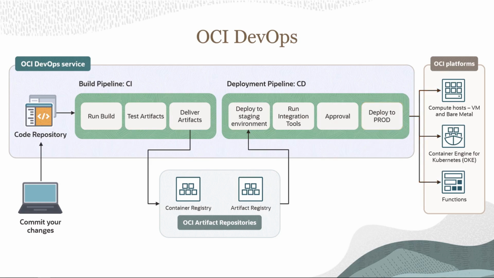You might also want to move an existing application from on premises or another cloud to OCI and move software delivery and deployments to the OCI platform. The OCI DevOps service also has the flexibility to integrate with your existing CI/CD workflows.